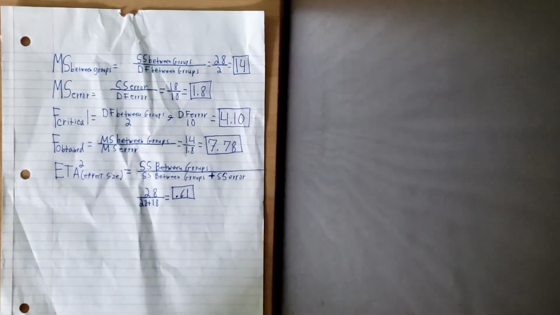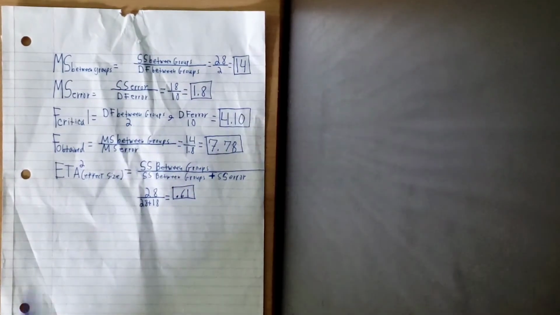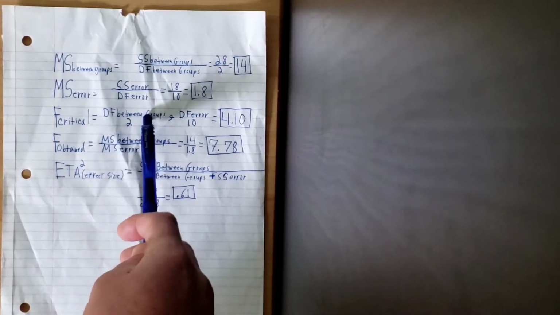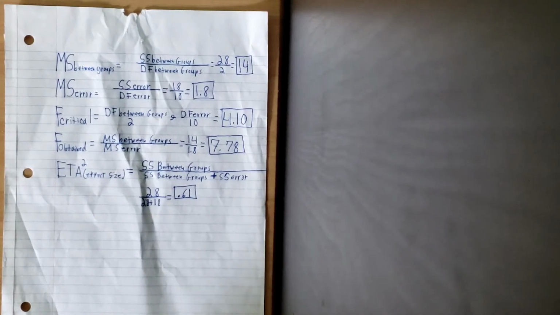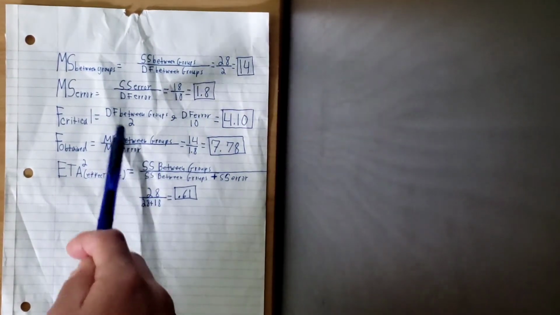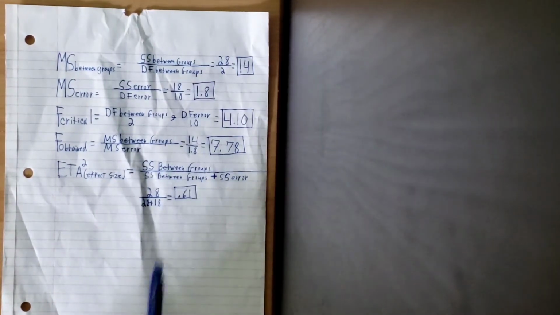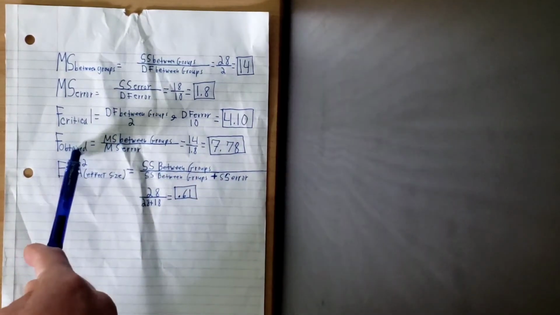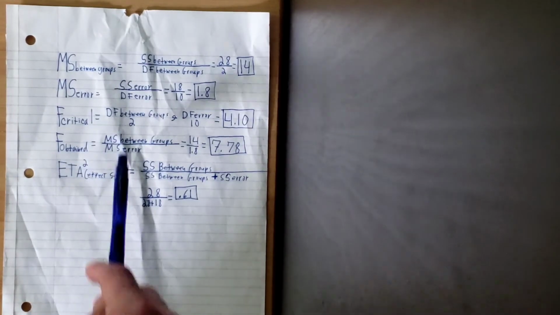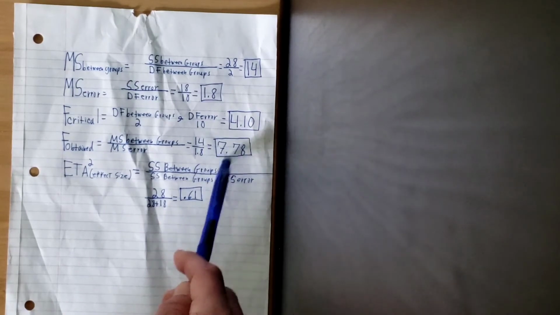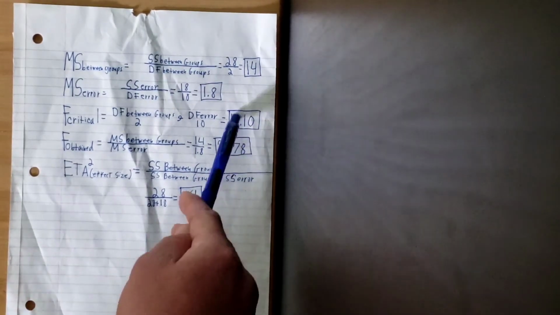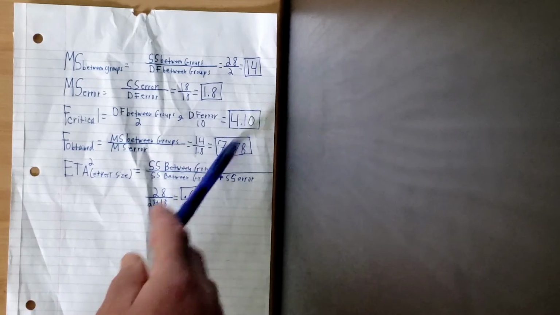Your F critical, you get it the same way that you got it on one-way ANOVA. The only difference is you're using DF error instead of DF within. So you're doing DF between groups, which is 2, and DF error, which is 10. Go to the chart, it's 4.10. Get your F obtained, MS between groups over MS error, 14 divided by 1.8, 7.78. F obtained is larger than F critical. We know we have a significant result.